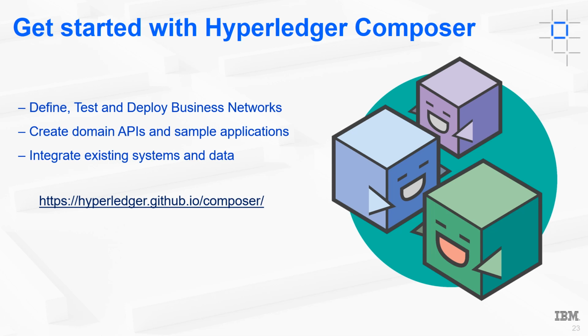hyperledger.github.io/composer, where there is adequate documentation available on how to use Composer. Alternatively, you can simply go to composer-playground.mybluemix.net and get started building some blockchain solutions. There are a lot of sample networks made available, which can be readily used to start playing with. So Composer is an easy way of defining, testing, and deploying business networks. They create domain APIs and sample applications, and of course they can integrate with existing systems of record, as we already talked about.